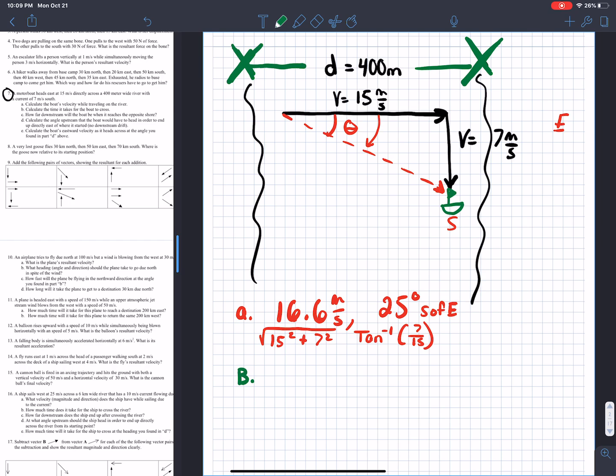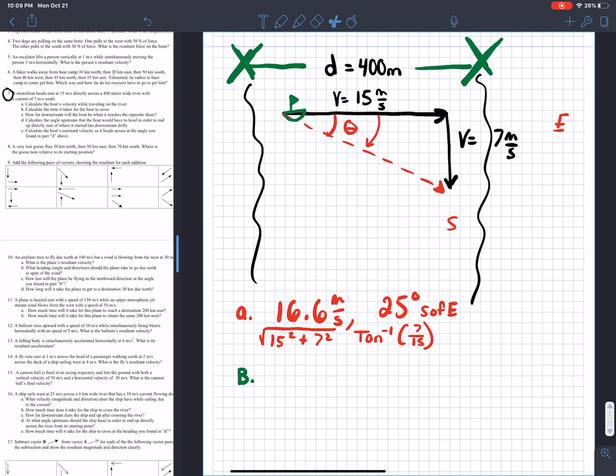So you have now 3 different velocities. All right, 3 different velocities. And we're going to look at each one of these independent of each other. So we have the first one, the 15. That means that that's the boat moving across the river. The 7 meters per second would be just looking at the moving down the river. And then the resultant would be the velocity moving across and down the river.